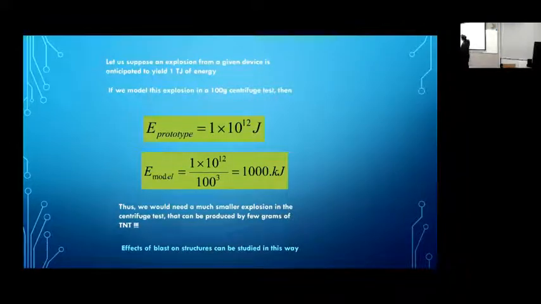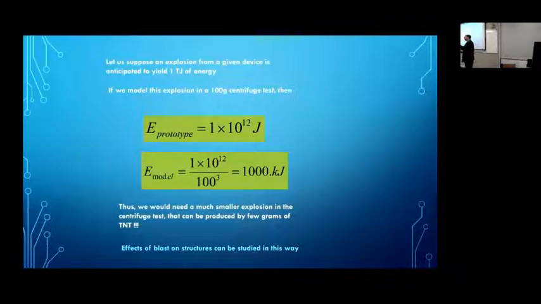Suppose I want to anticipate an event where I'm going to explode something that will yield 1 terajoule of energy. So that's 1 times 10 to the power 12 joules. Because the energy scaling is n cubed, in a 100G test that is equivalent to about 1,000 kilojoules. 1,000 kilojoules is almost like the detonator cap people use in rock to explode dynamite sticks. You have a detonator cap, and that cap has less than half a gram of TNT.